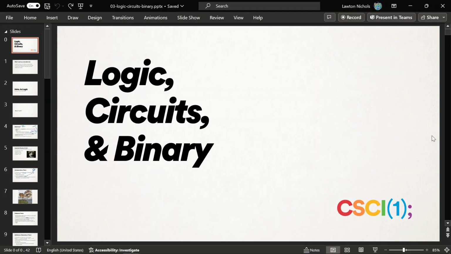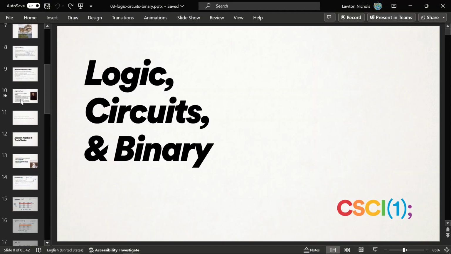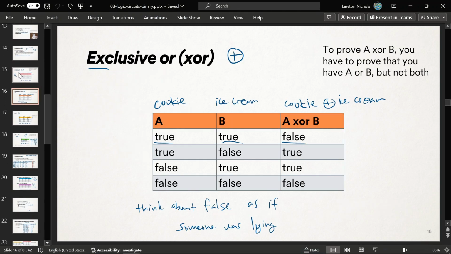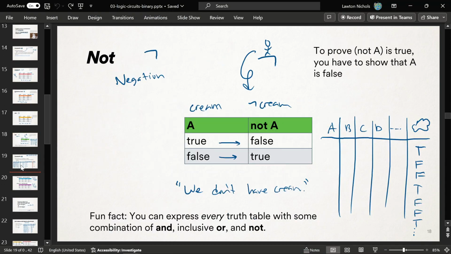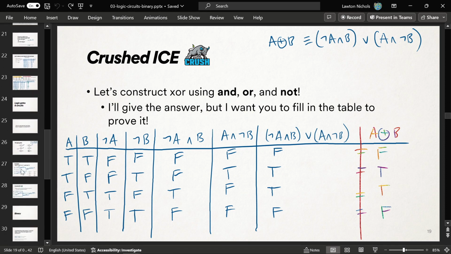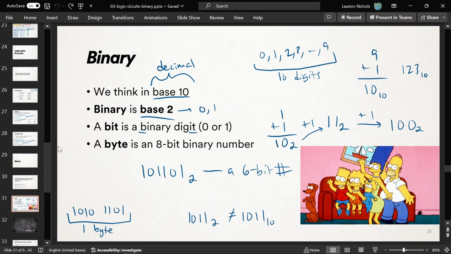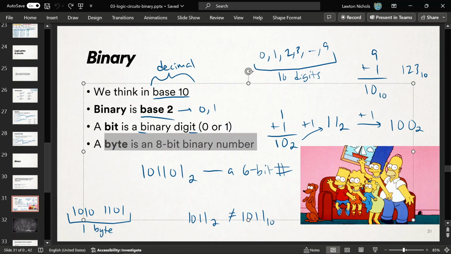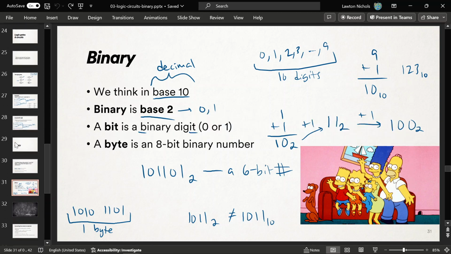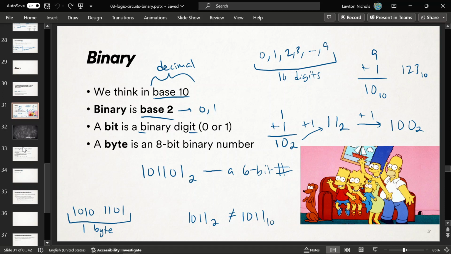So last non-programming lecture, we were talking about logic. We learned some cool truth tables, some cool operations, and, or, not, and some fancy ones. And then we started talking about binary. Binary is a new number system where you only have ones and zeros to work with. We think in decimal, base 10, we have 10 digits to work with, but in binary, it's base 2. You only have 2 digits to work with. And remember that a bit is a binary digit, and a byte is 8 bits long. It's like a unit of space inside of a computer.